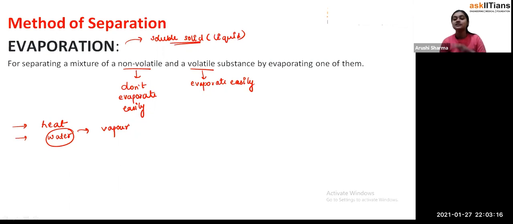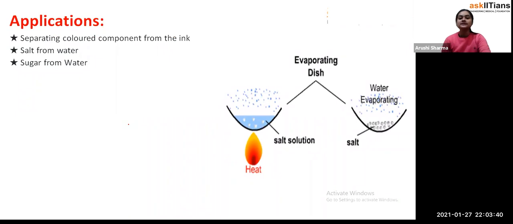For example, salt and sugar are not volatile in nature. When you start giving heat, salt is not going to evaporate into the atmosphere, it's just the water that is going to evaporate. So to separate a mixture of a non-volatile solid and a volatile liquid, you can evaporate it by using heat only. Applications: separating colored component from ink, salt from water, sugar from water.